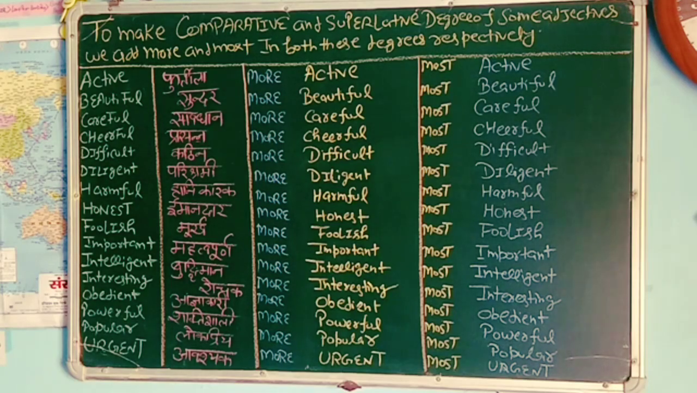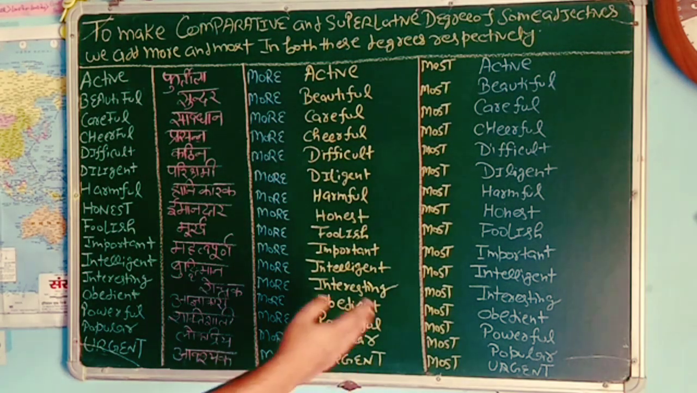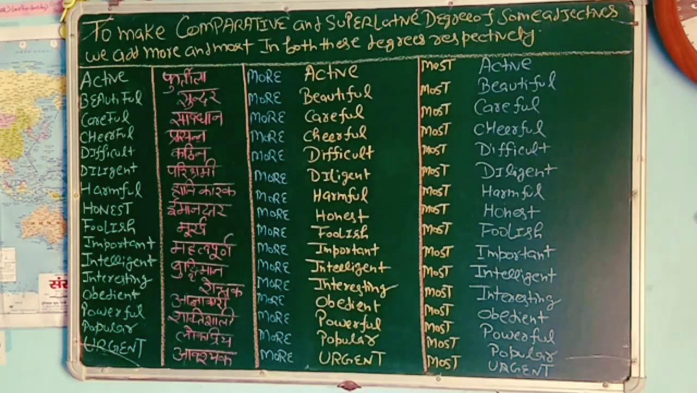Okay, so our second last adjective is popular, which means lokpriya in Hindi. If you want to make the comparative degree of this adjective, it becomes more popular. And if you want to make the superlative degree of this adjective, it becomes most popular. So our complete degree of comparison becomes popular, more popular, most popular.